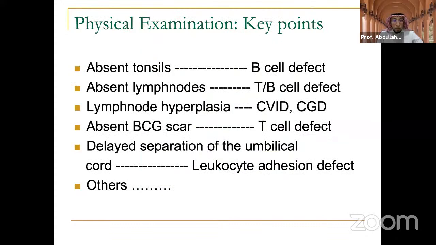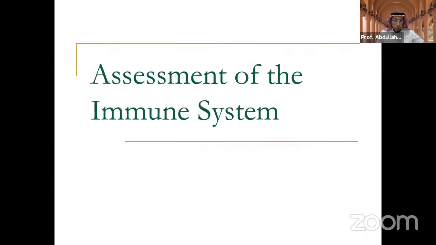In terms of examination, things to pay attention to: absent tonsils may indicate B-cell defects, if the patient, of course, did not have a tonsillectomy. Absent lymph nodes may indicate combined T and B cell defect. On the other hand, lymph node hyperplasia may also be associated with immune defects like CVID or CGD. Absent BCG scar may give a clue for T-cell defect, but the presence of a BCG scar will not rule them out. Delayed separation of the umbilical cord may suggest leukocyte adhesion defects. So these are some tips related to physical examination.